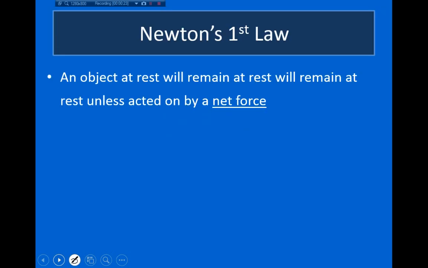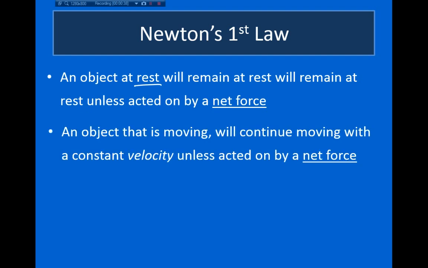So Newton's first law, you hear this as an object at rest will remain at rest unless acted on by an outside force. Now that's what happens if the object is at rest. What if the object is in motion? Well, Newton's first law also tells us that if an object is in motion, it will continue to move at a constant velocity unless acted on by a net force. So remember, velocity is a vector quantity. It has magnitude and direction. So an object that is moving will move at a constant speed and a constant direction unless acted on by an outside force.